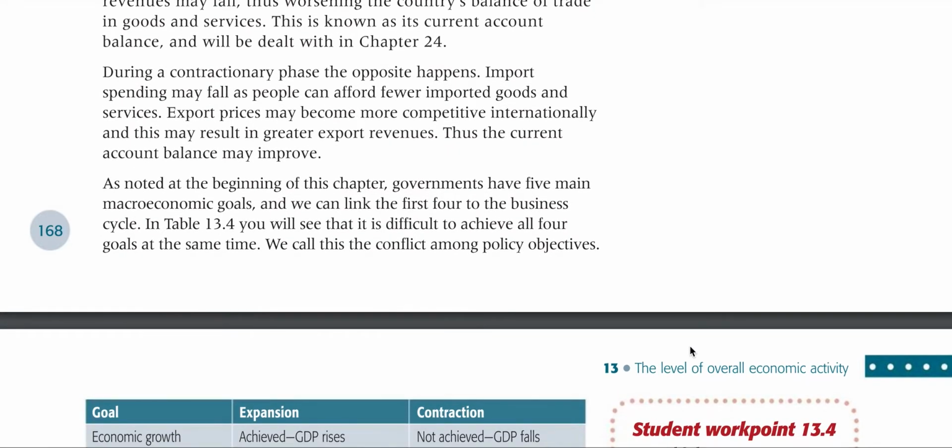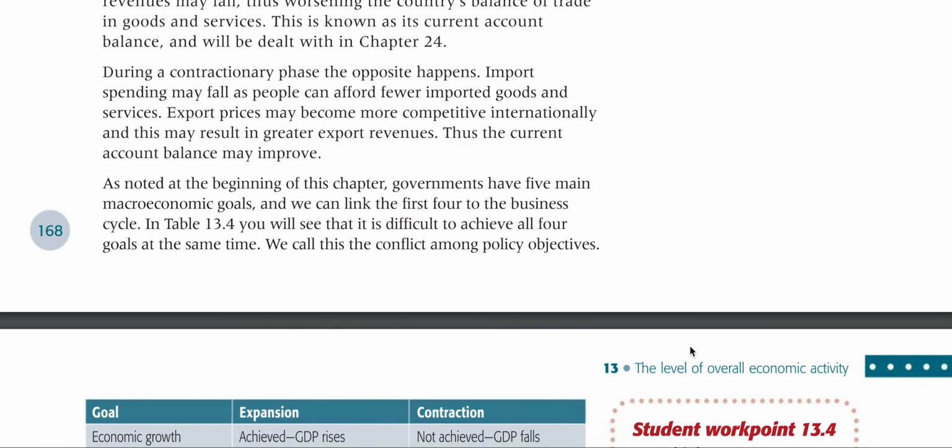And then the opposite happens in a contraction phase, when you're at the bottom: import spending will fall because people have less money to afford those more expensive imported items. Export prices are going to get really cheap, so now they're more competitive. So actually you might increase your export revenue because you're much more competitive than other countries in the world. Either way, your balance of payments is not up to par.